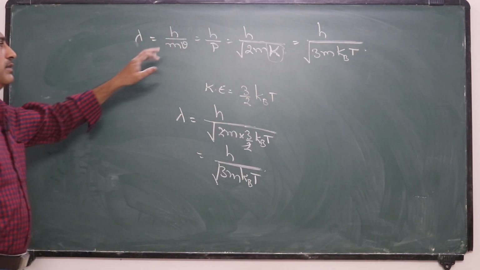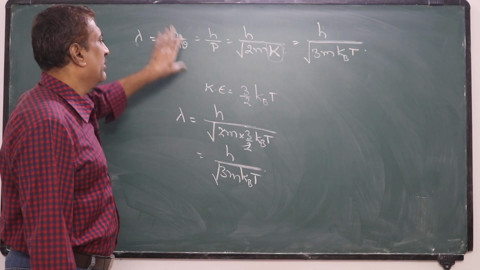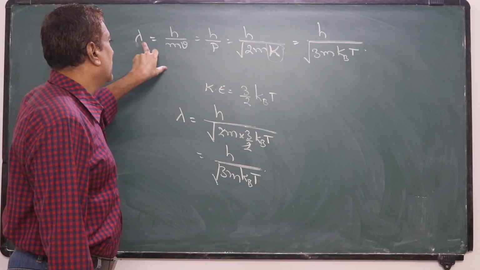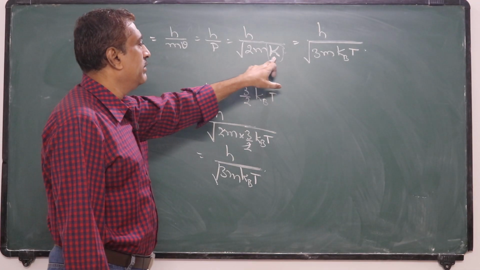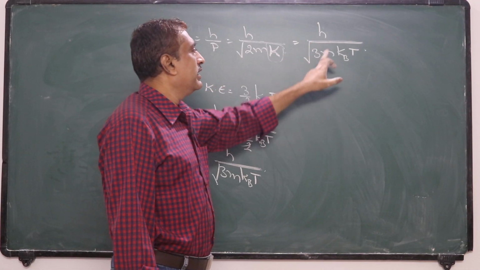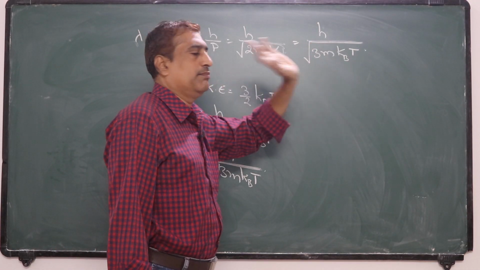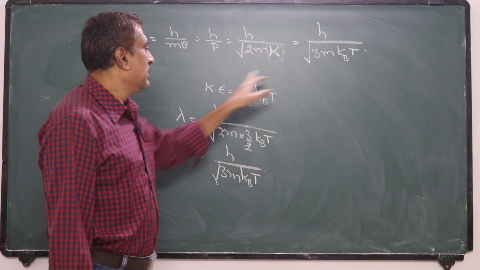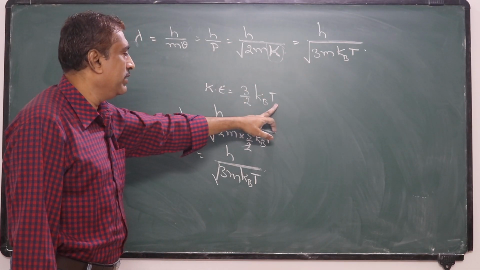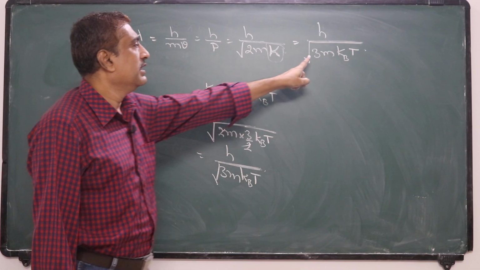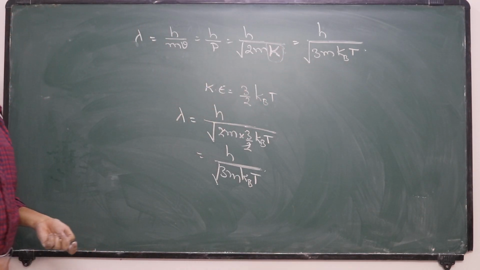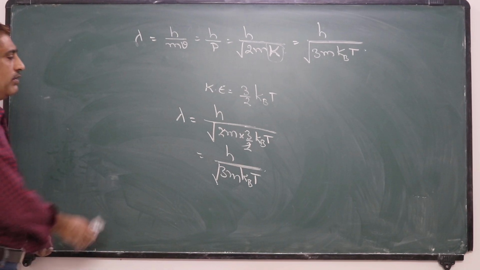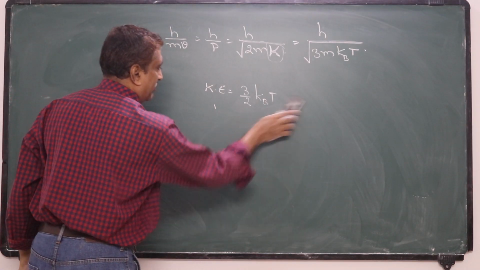Okay. So for an ordinary particle, we can consider lambda is equal to h by mv, that is h by p. So p can be written as square root of 2mE, and that can be written as h by square root of 2mk into T. So for a gas molecule, the kinetic energy is 3 by 2 kBT. So we can write this equation as h by square root of 3m kBT. Okay. Now we calculate the wavelength associated with an electron, the general formula.